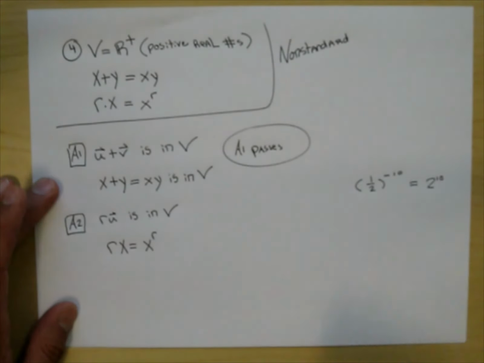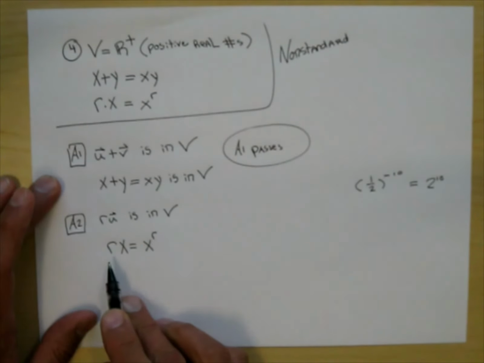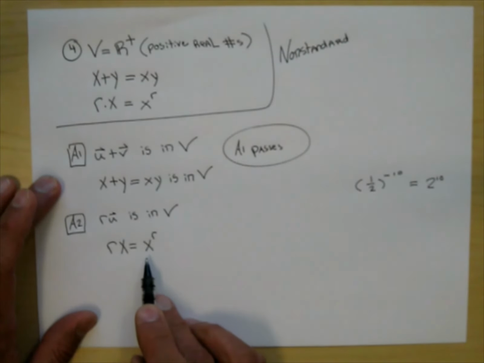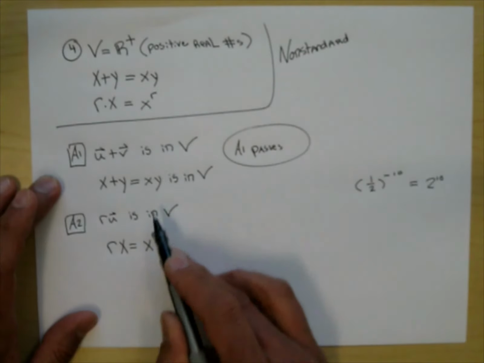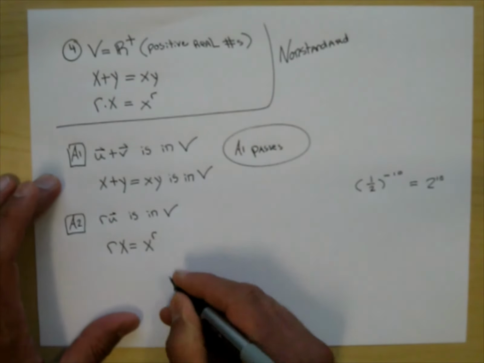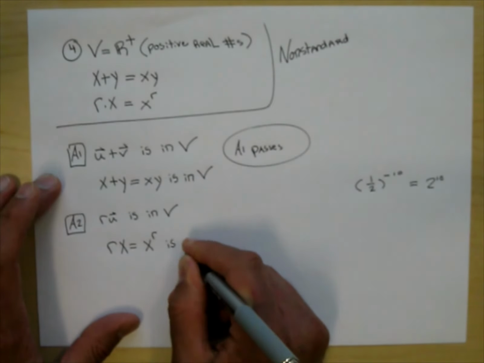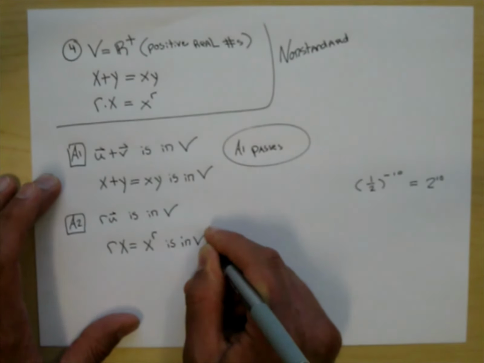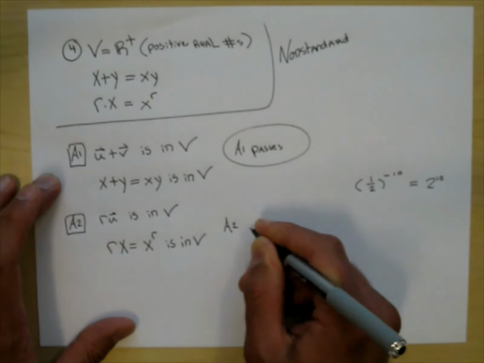I mean, so you can go through this. So which means anytime you have r times x, which is really x to the r, that's our funky way of multiplying, this is in V. So A2 passes.